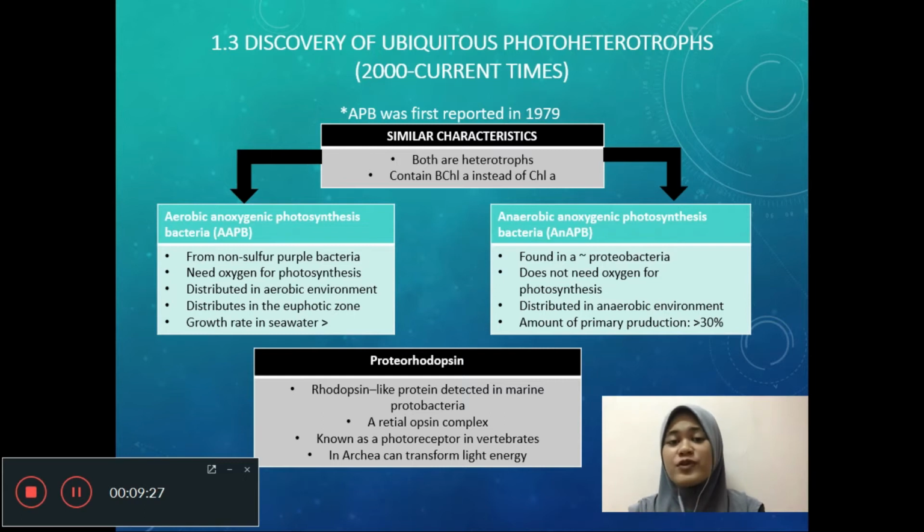Now, let's move to the proteorhodopsin. What is proteorhodopsin? Proteorhodopsin is a rhodopsin-like protein detected in marine proteobacteria. It is a retinal opsin complex, a member of rhodopsin. Rhodopsin is well known as a photoreceptor in vertebrates, acting as a light sensor.